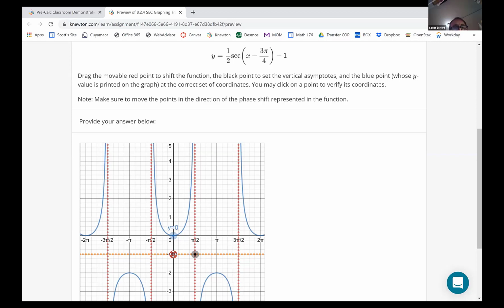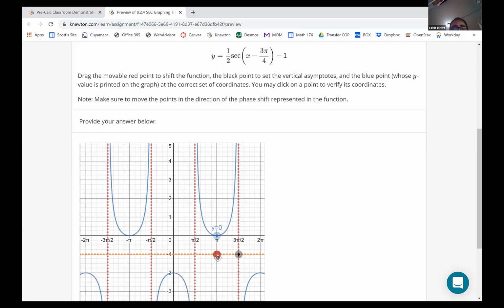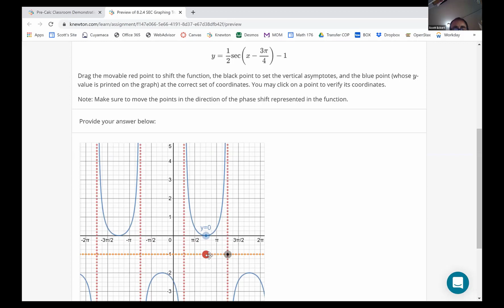Negative 3 pi fourths is a right shift. So here is 2 pi fourths. Pi halves is 2 pi fourths. Here is 4 pi fourths. That's too far. So 3 pi fourths is right in the middle. It's only letting me move by pi fourths anyway. Okay, so now I've got my wave starting position for my box.